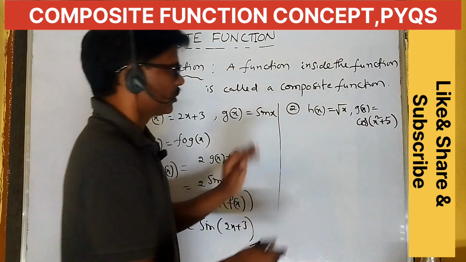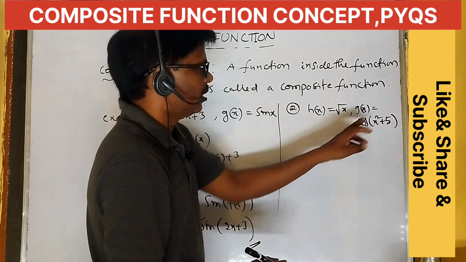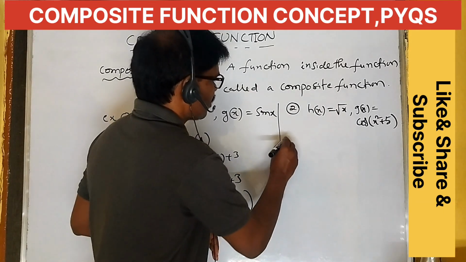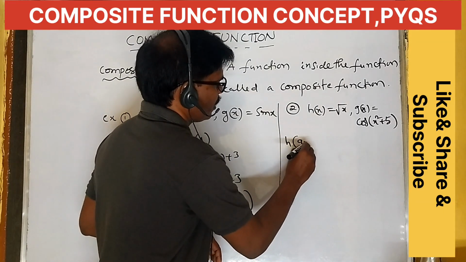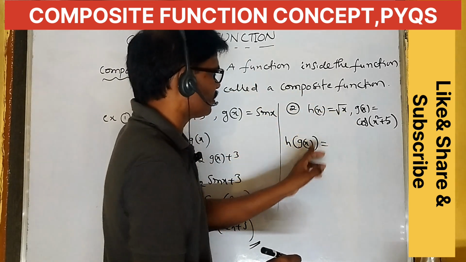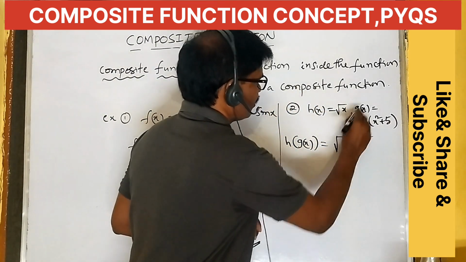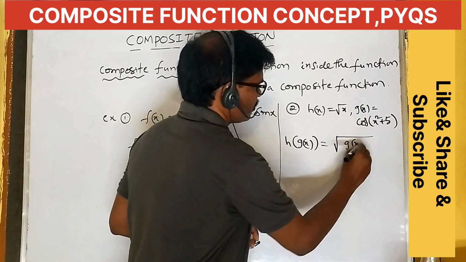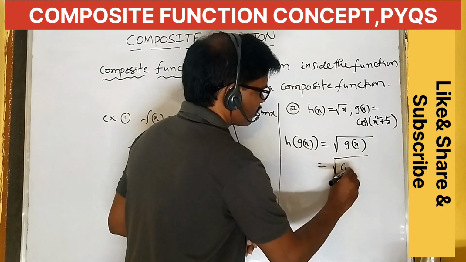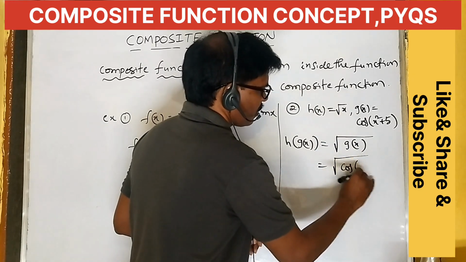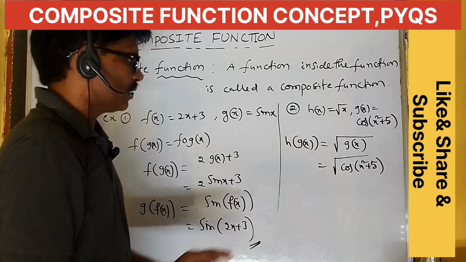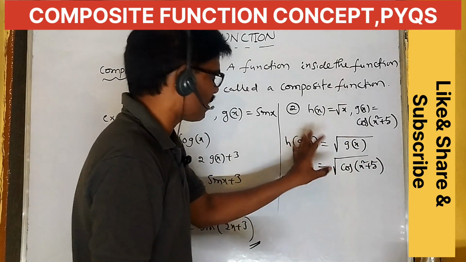Okay, next, example 2. h of x is equal to root x and g of x is equal to cos of x square plus 5. What is h of g of x? h of g of x is the square root of x, where x is replaced by g of x. What is the g of x value? It is the square root of cos of x square plus 5. This is h of g of x.